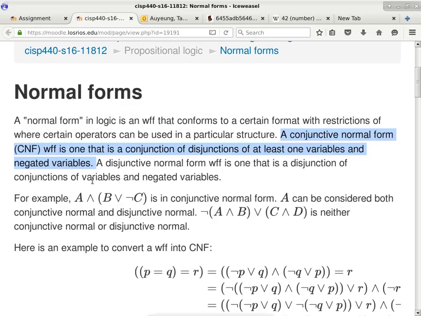Is P and Q in CNF? Yes. To make that conclusion, what you say is if phi is in CNF already, and psi is in CNF already, then phi and psi is also in CNF.